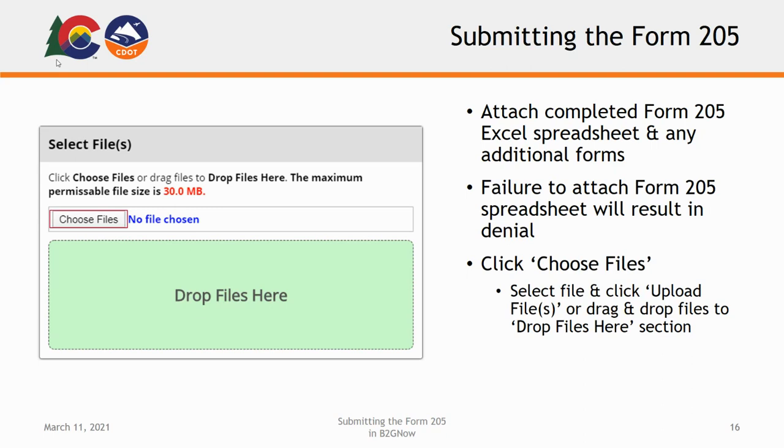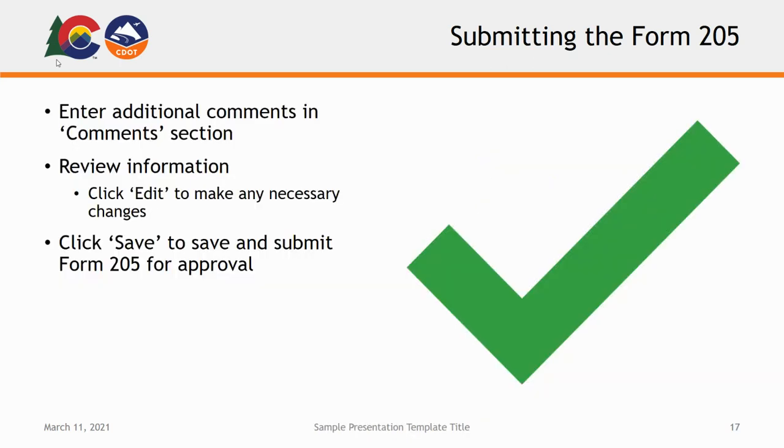To upload your files, click Attach and then choose Files. Select the desired files and click Upload File or drag the desired files into the section labeled Drop Files here. Click Submit and then click the X to close the file attachment window. In the comments section, you are welcome to enter any additional comments regarding the subcontract.